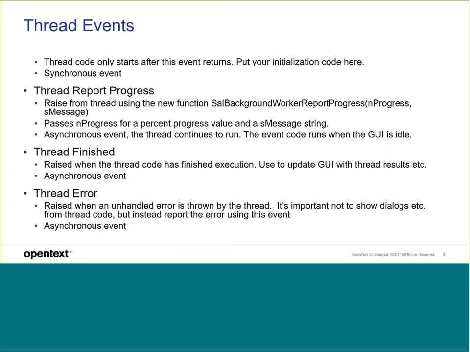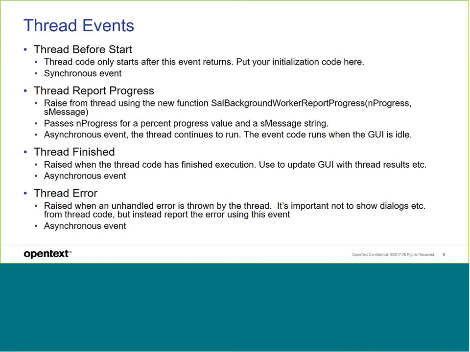And here are the thread events. There are some things to know about this. The first one is thread before start. That is called when the thread is being called, and you can put your initialization code here, initialize the thread class variables. This is a synchronous event, so unless this returns, the actual thread code will not execute.